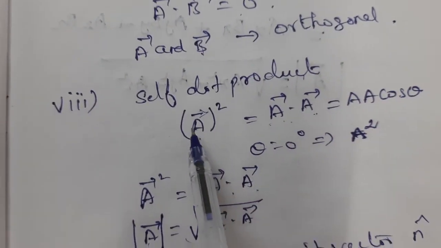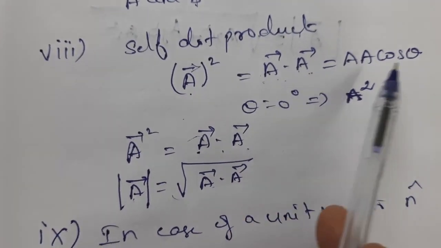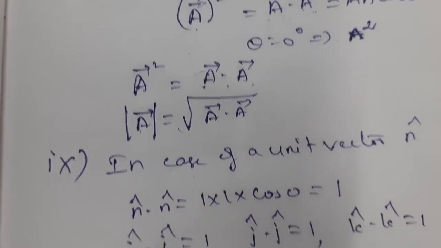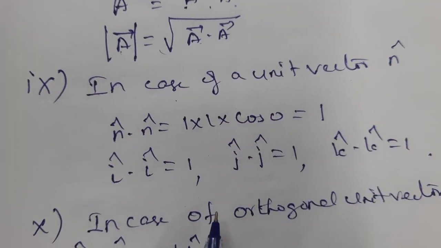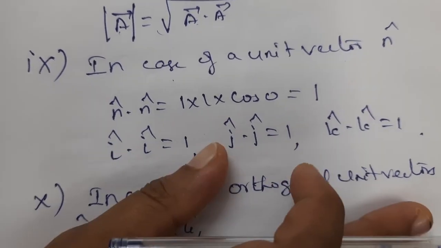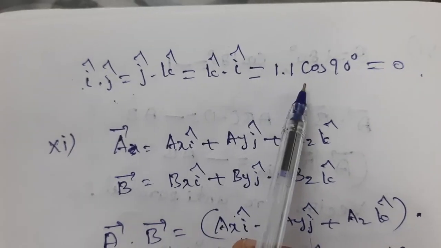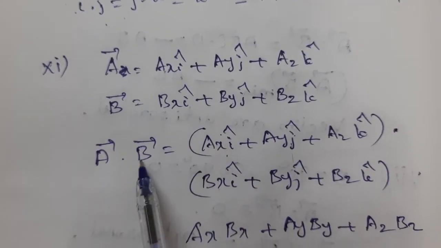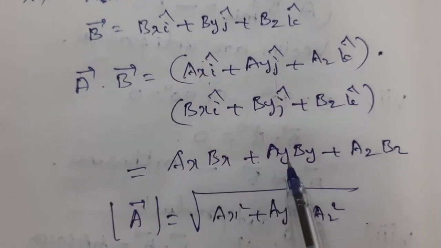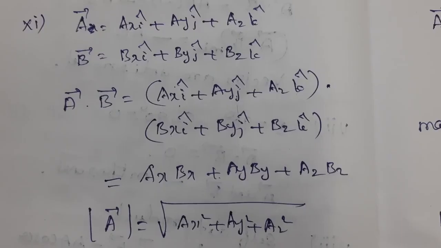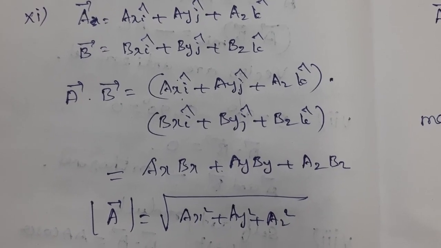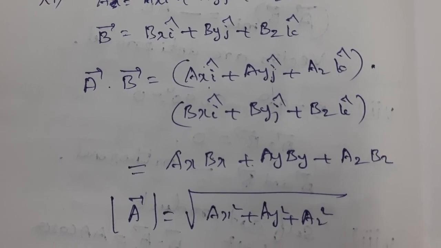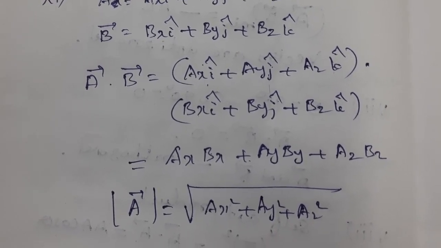Then self dot product: A dot A cos 0, that is equal to A square. In case of unit vectors, i dot i, j dot j, k dot k equal to 1. In case of orthogonal vectors, i dot j, j dot k, k dot i is equal to 0. So in terms of components, the scalar product A dot B is written as ax bx plus ay by plus az bz. Students, you have to learn the question: discuss the properties of scalar product. Very important question.